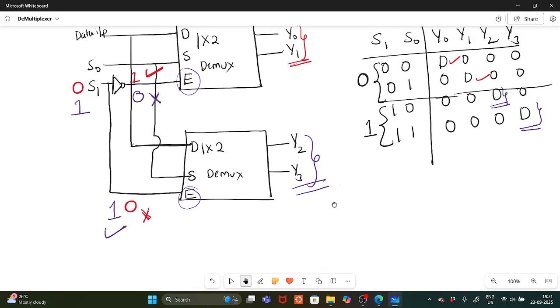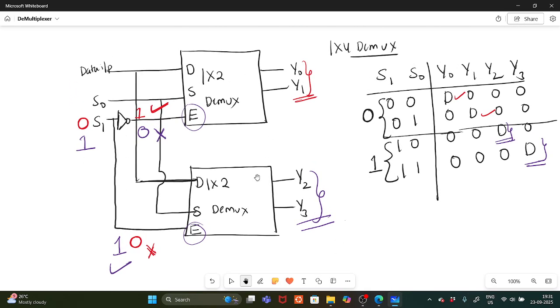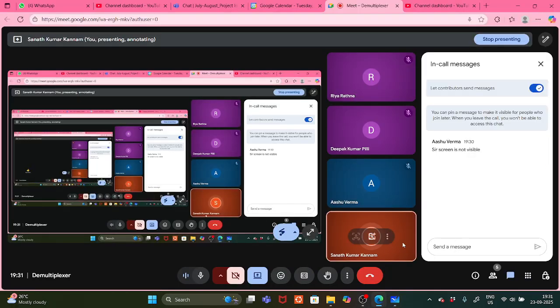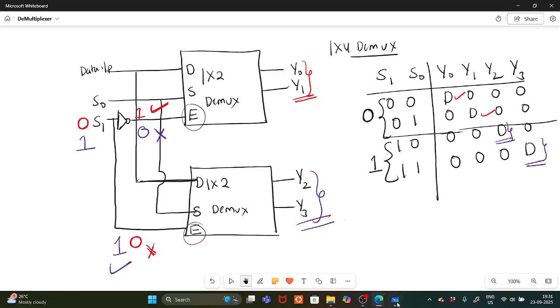So this is about how I explained representing the 1 cross 4 DeMux by using two 1 cross 2 DeMuxes, where the selection line S0 is given directly to both, and the selection line S1 is given through the inverter to the enable pin. So when S1 equals 0, you get the two outputs Y0 and Y1, and when S1 equals 1, you get the two outputs Y2 and Y3. Okay. Is it fine? Did you understand? Any doubt in this? Your response. Then we will move forward.